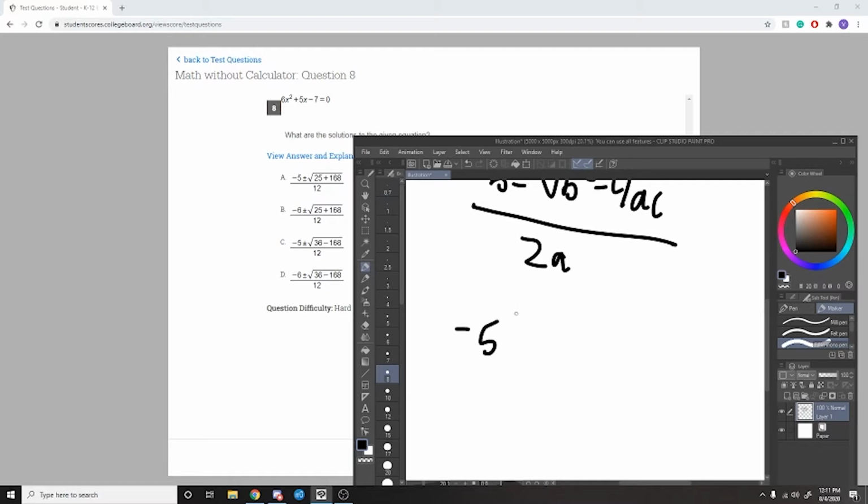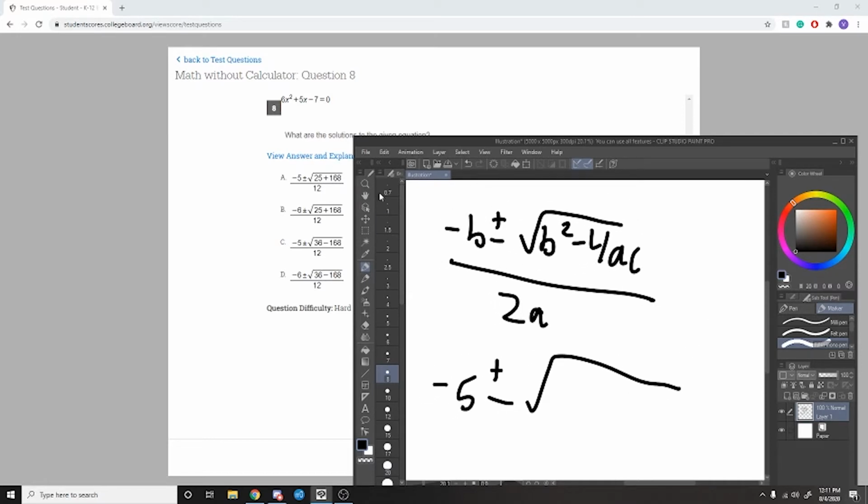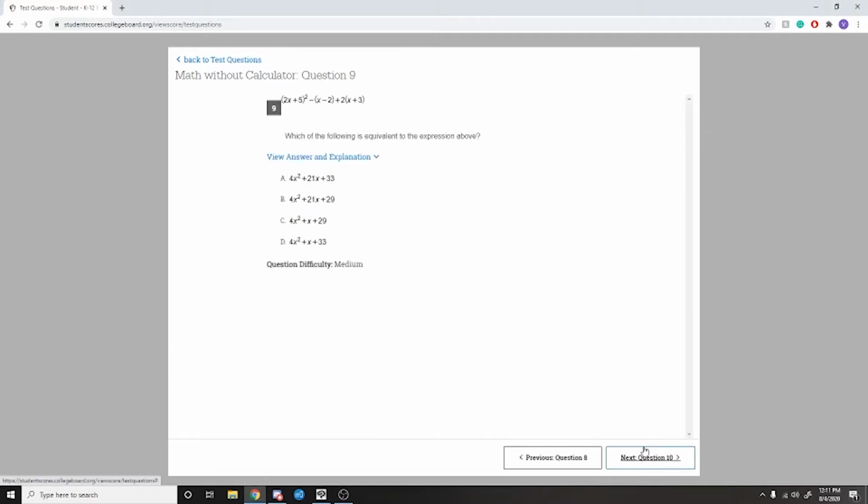It's negative 5 plus or minus square root. Oh, if you look at that, only a and c have negative 5. And the only difference between a and c is b squared. So we just need to find b squared. So b squared will be 25. So now we know it's A, and we don't have to do the rest. Yep, answer A. Next question.